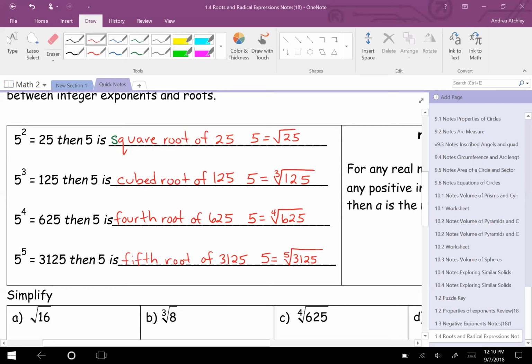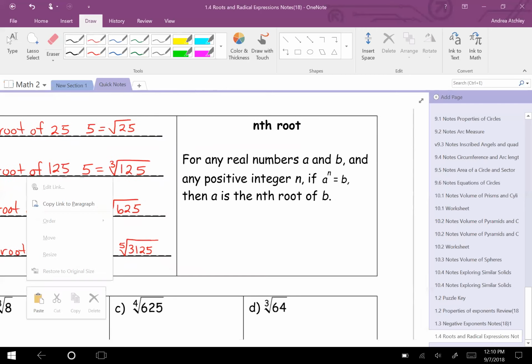Okay. So this is the rule, the nth root. For any real number a and b, and any positive integer n, if a to the nth equals b, then a is the nth root of b. That means you can have any root. Basically, you can have the 100th root. We can keep doing this all the way up to 100. We can go forever. Does that make sense? So that's basically what the rule is.